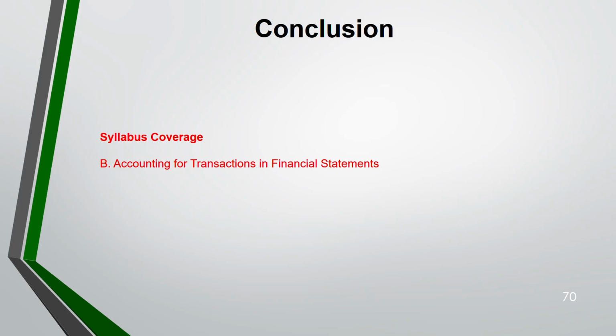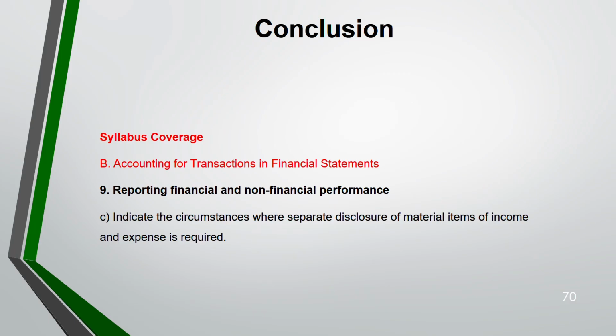Now lecture 3 onwards, we will be focusing on section B, syllabus section B of financial reporting, that is each individual element in a financial statement. So from section B, we have started part 9, reporting financial and non-financial performance. So we have told circumstances where separate disclosure of material item of income and expenses is required.